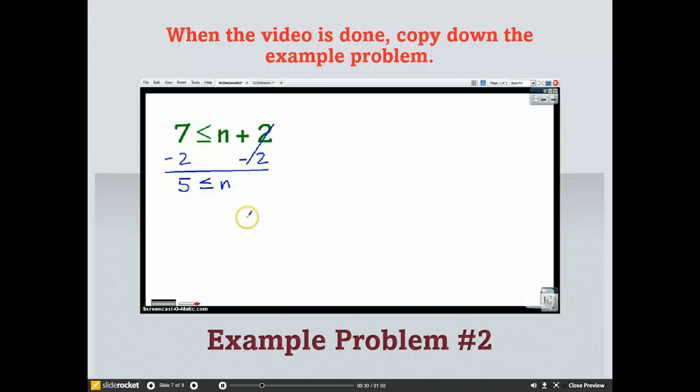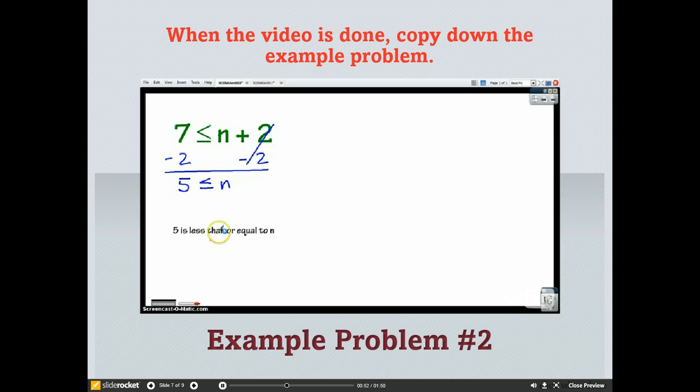Now, in this case, we get something a little different, which normally with equations isn't a big deal, but with inequalities, it gets a little tricky. The way this reads is 5 is less than or equal to n, which, at least in my mind, is a little bit difficult to graph. I get a little confused about how to read that. 5 is less than or equal to all my numbers n.